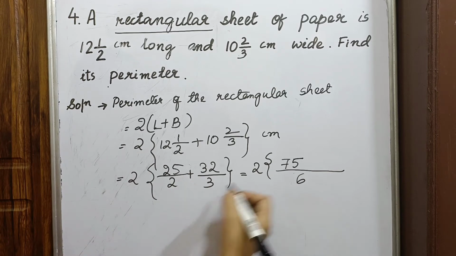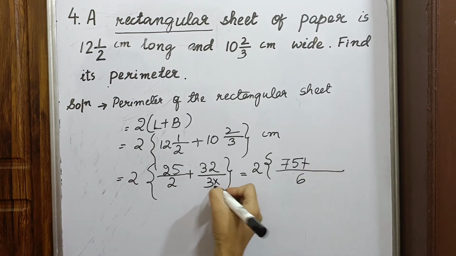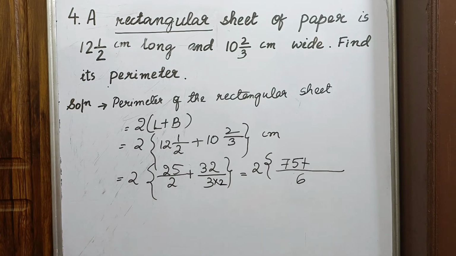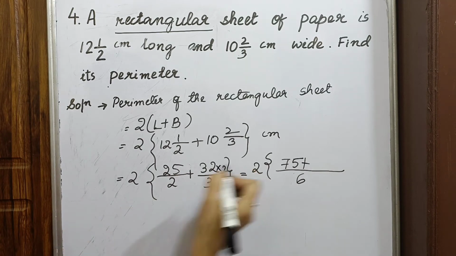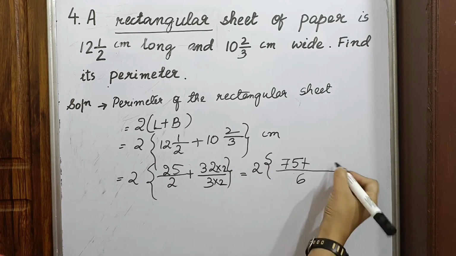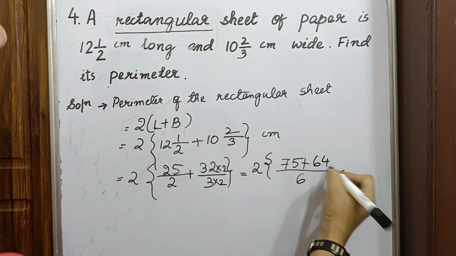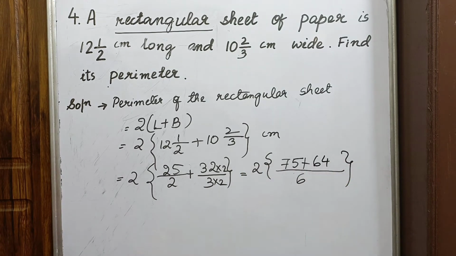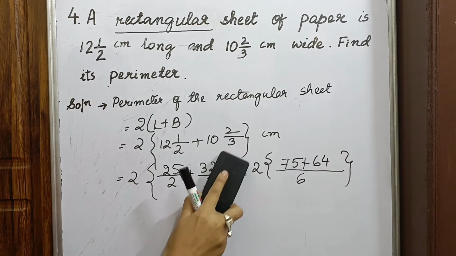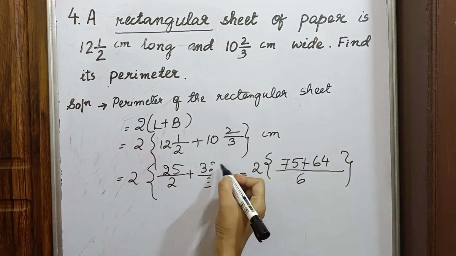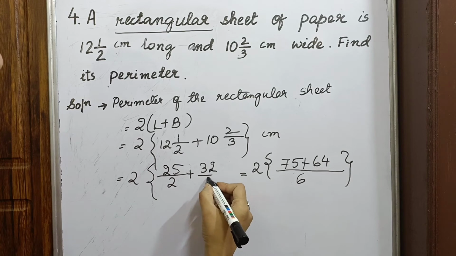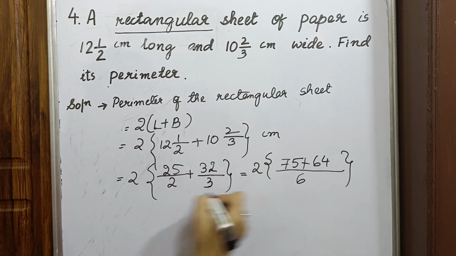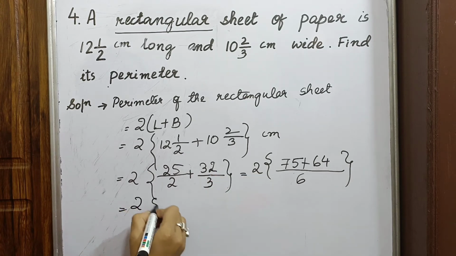Now 3 into how much is 6? 3 into 2. So in the numerator we also multiply by 2. 32 into 2, 64.